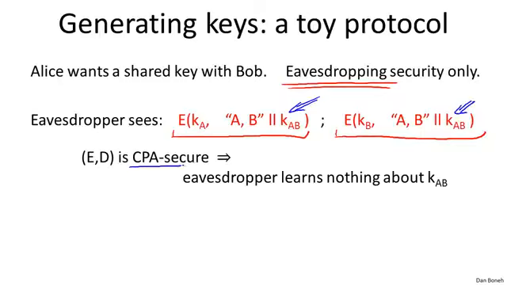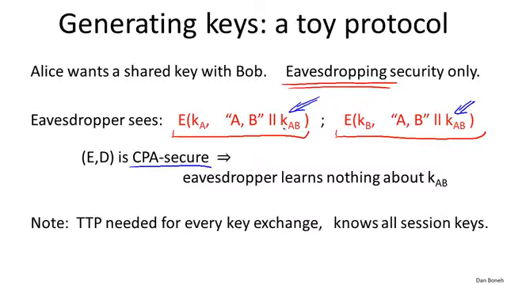So this follows directly from the CPA security of the cipher E, because the eavesdropper can't really distinguish between encryptions of the secret key KAB and encryptions of just random junk. That's the definition of CPA security. And as a result, he can't distinguish the key KAB from random junk, which means that he learns nothing about KAB. This is a very high-level argument for why this is eavesdropping security, but it's enough for our purposes here. So the bottom line is that in this protocol, the eavesdropper would actually have no information about what KAB is, and therefore it's okay to use KAB as a secret key to exchange messages between Alice and Bob.